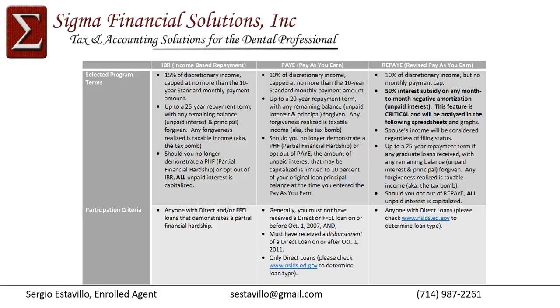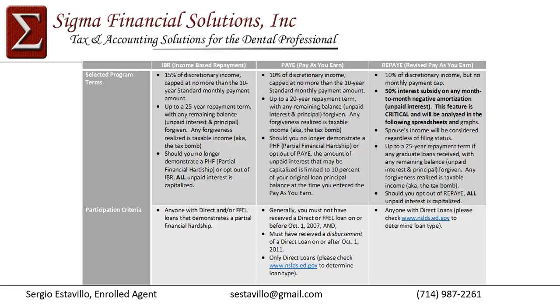This is more restrictive. You can't have any loans issued on or before October 1st of 2007, and only direct loans are eligible for Pay-As-You-Earn. So if you have a mix of FFEL loans or Perkins loans, or possibly some other federal loans, you might have to consolidate your loans in order to convert them into direct loans, therefore eligible for Pay-As-You-Earn. But the condition is that you can't have any federal loans issued on or before October 1st of 2007.